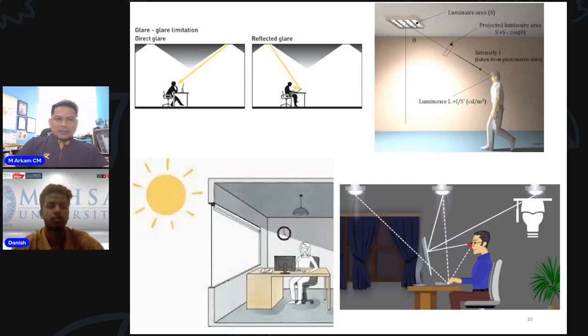So this is direct glare, for example. We also need to notice that reflected glare is quite interrupting when we talk about work. It's quite interrupting where we have very high brightness, a highly glaring area. It will interrupt us when we do our daily routine work, especially when we talk about computers.